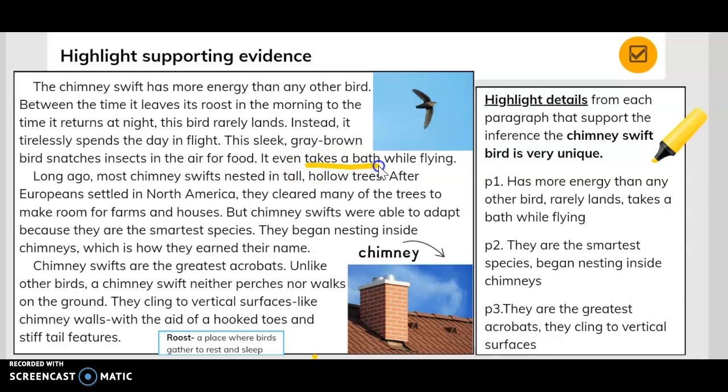It takes a bath while flying. It rarely lands. Has more energy than any other bird.